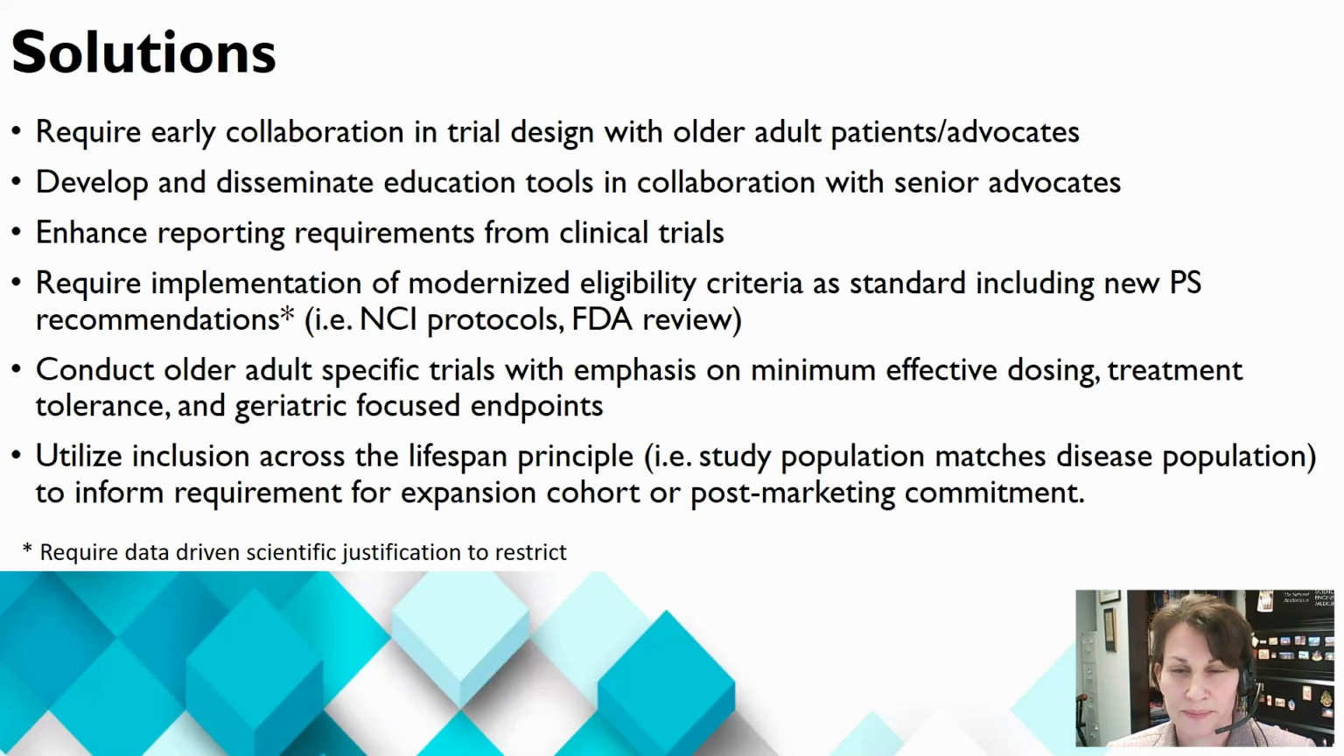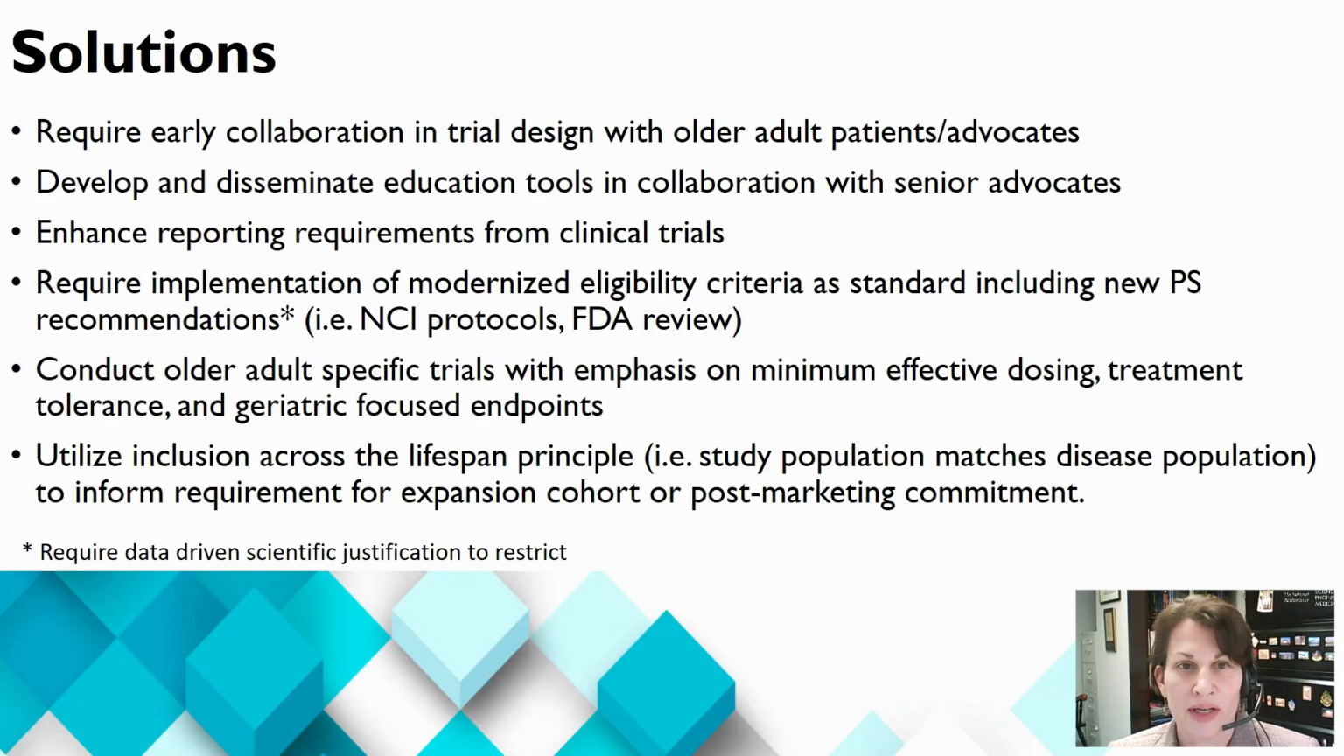Next slide. So on this slide and the following slide, we'll talk about some of the solutions that were proposed during this session. The first is to require early collaboration in trial design with older adult patients and older adult patient advocates. It is critically important that we include the perspective of older adults throughout the design and conduct of clinical trials. Another is to develop and disseminate education tools in collaboration with senior advocates to really begin to promote the value of enrolling on clinical trials to our older adult population.